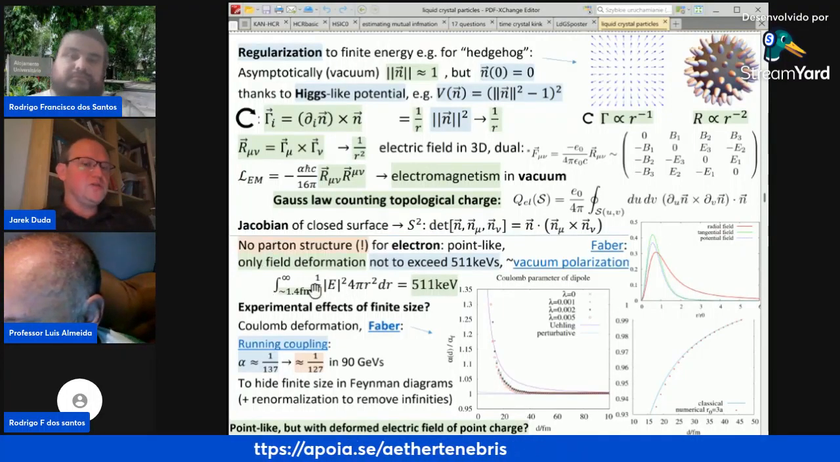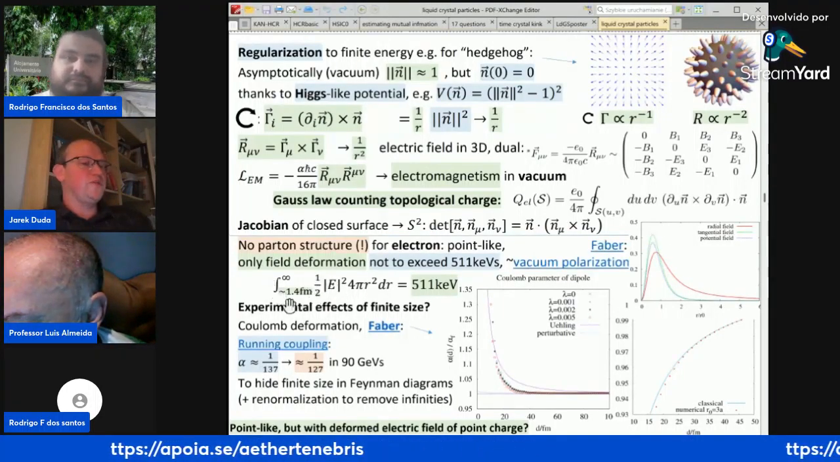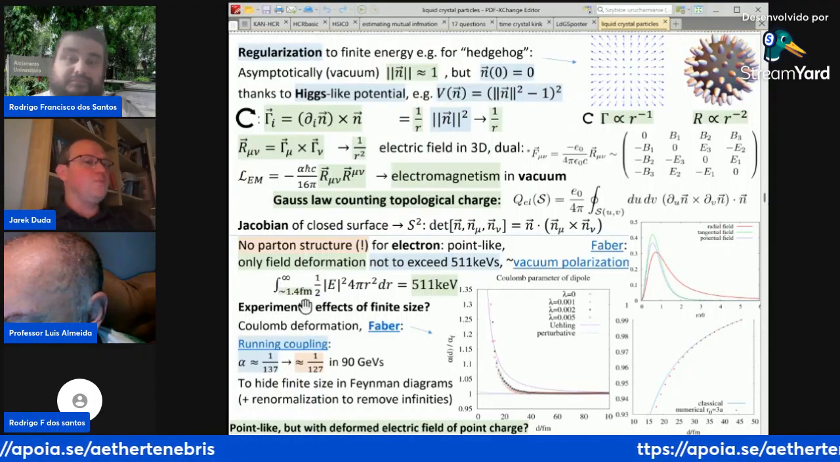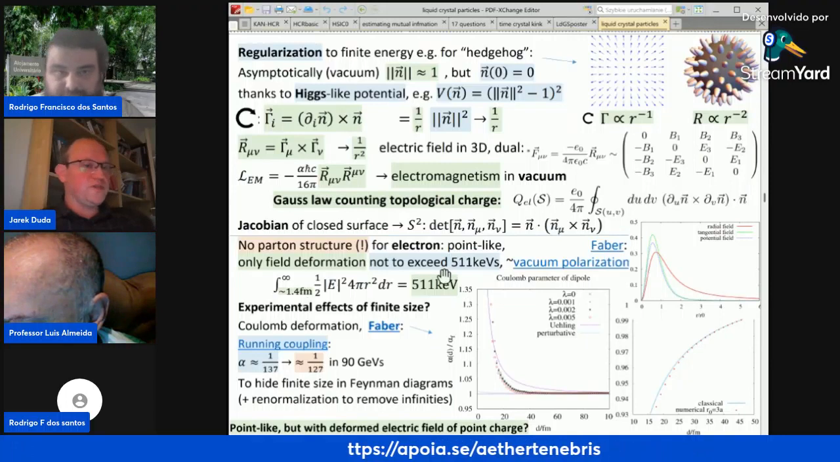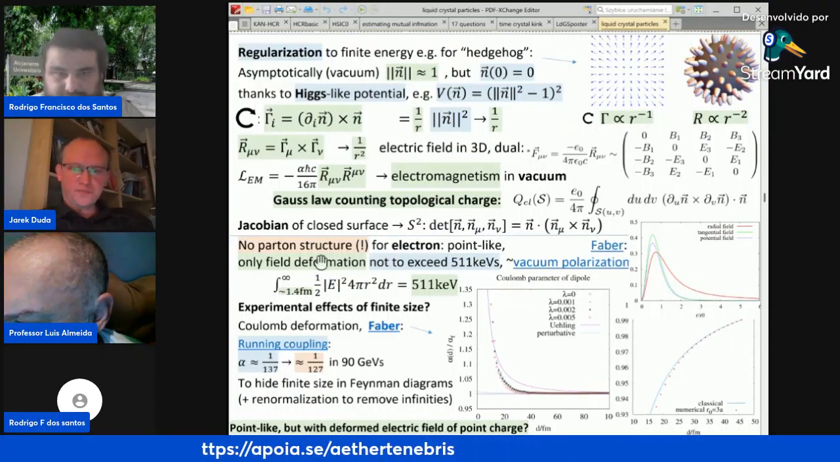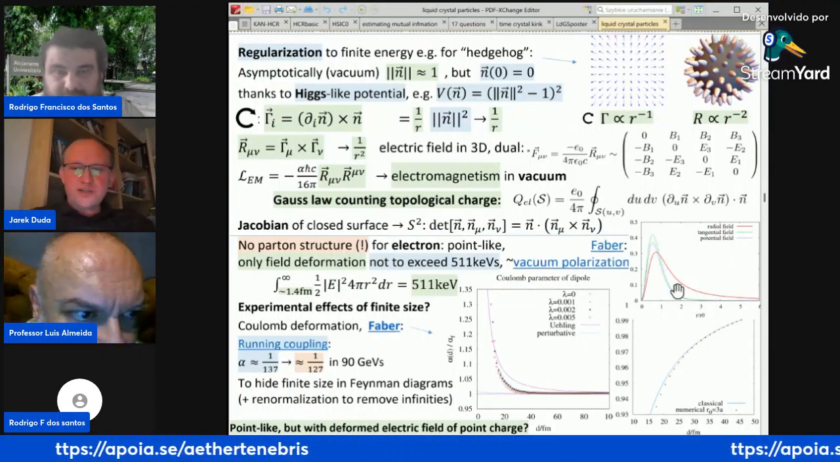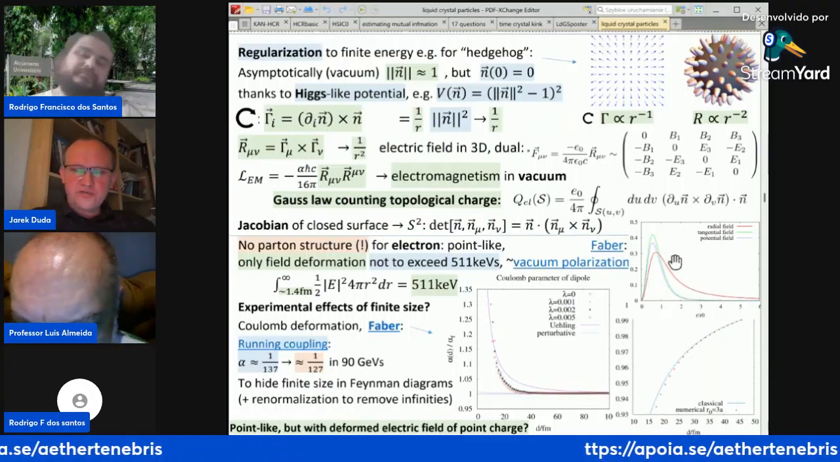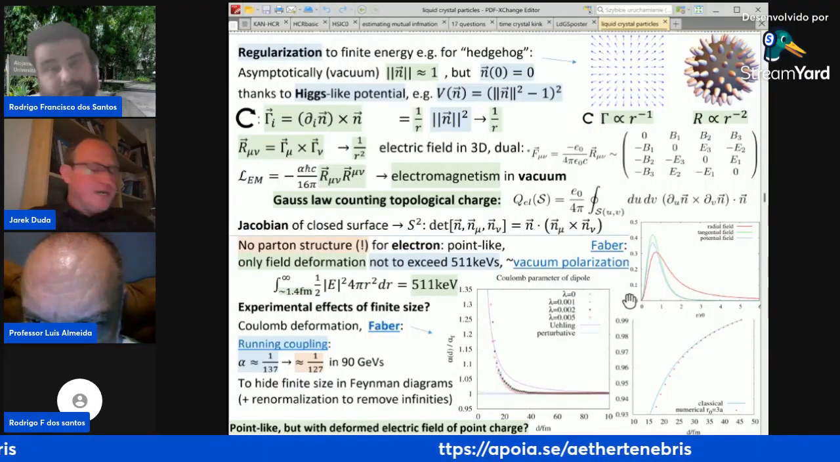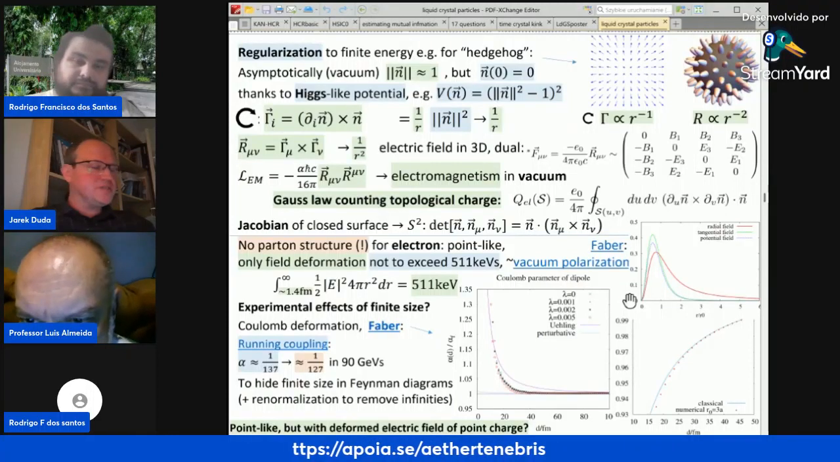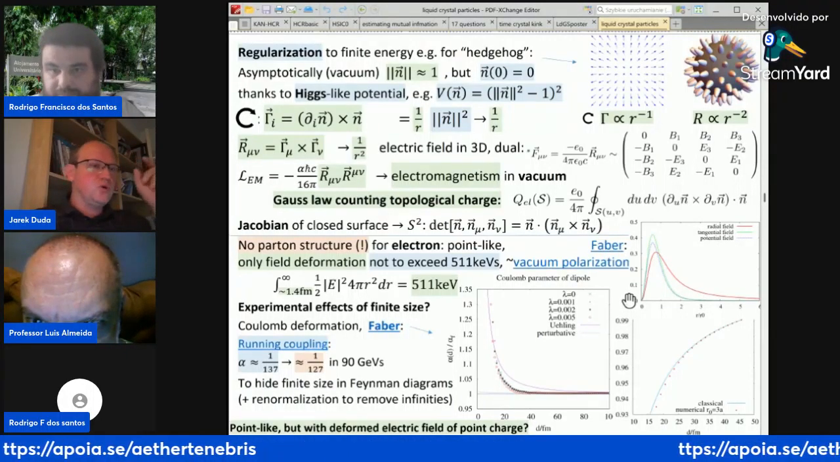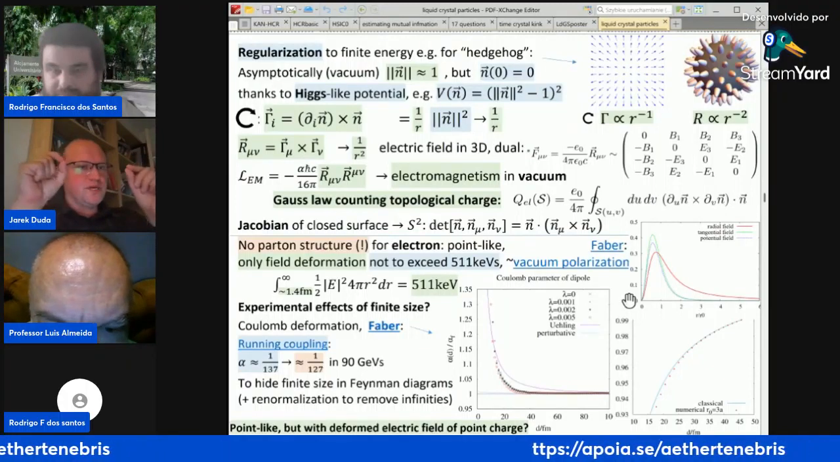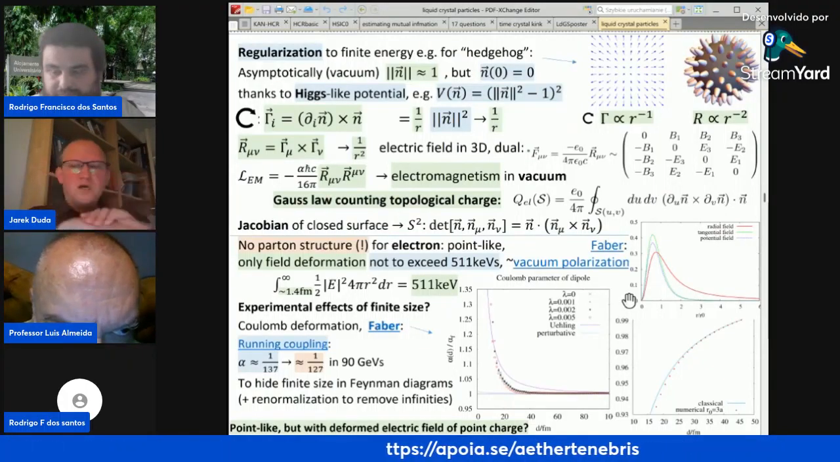It needs some deformation at a distance of a few femtometers. It needs some deformation from being a perfect point charge, not to exceed the mass of the electron with the energy of its electric field alone. Yes, and indeed we get this kind of deformation like here. So here is Faber's approach. And this deformation turns out to bring a very slight deformation of the Coulomb interaction for two charges being very close. Yeah, so this is the regularization.